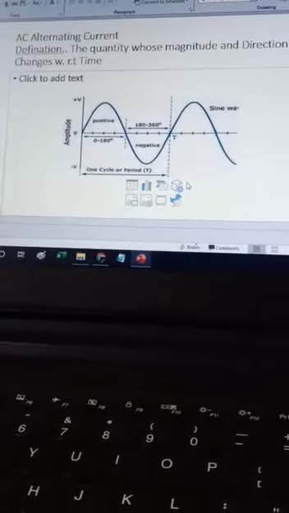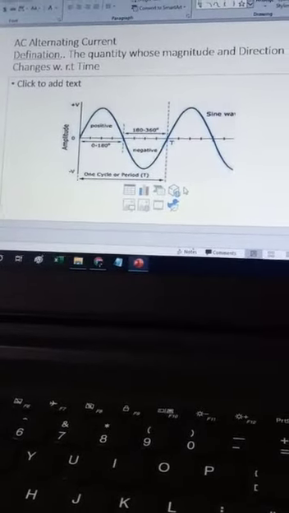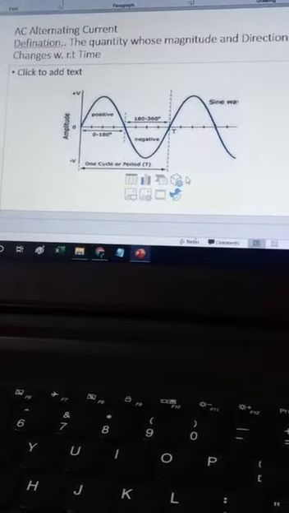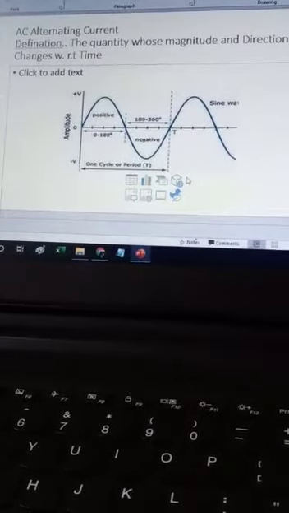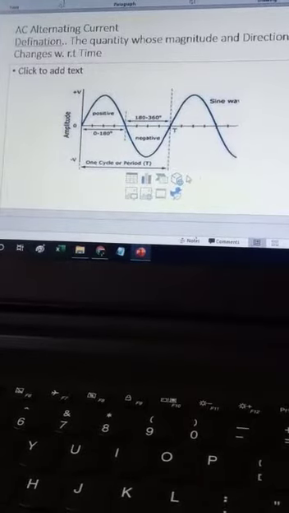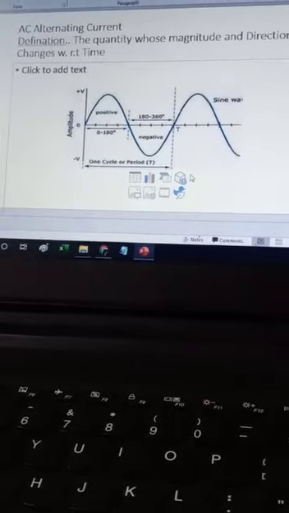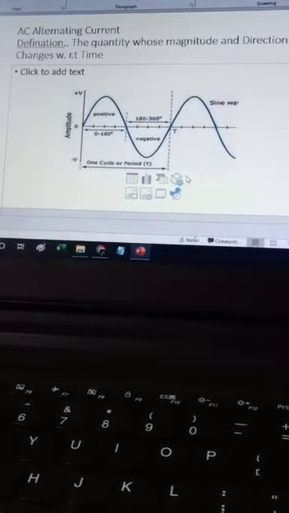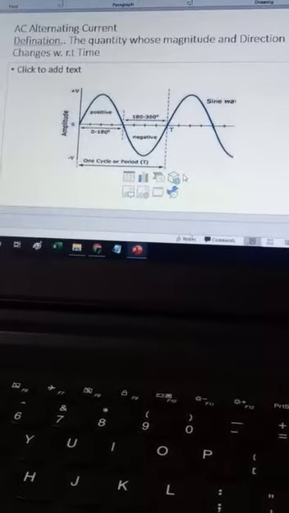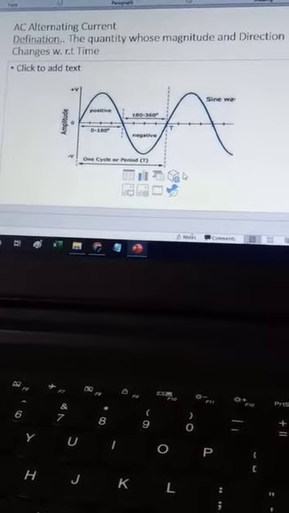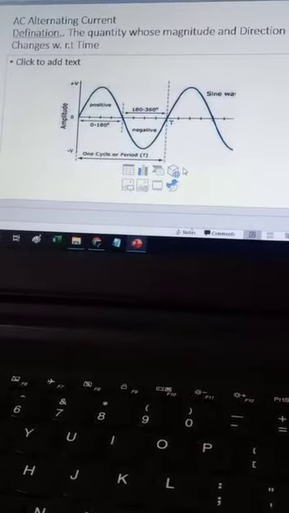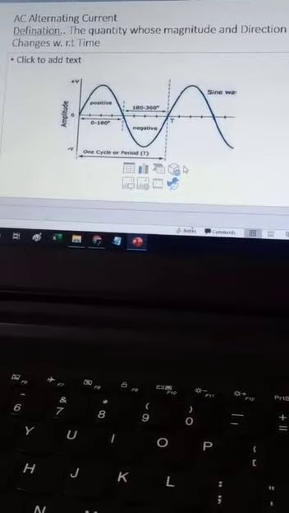Now we are going to discuss the AC quantity and DC quantity. First of all, the AC quantity. AC quantity is known as alternating current. The definition of an AC quantity is a quantity whose magnitude and direction change with respect to time. That quantity is known as an AC quantity. The diagram shows the waveform of the AC quantity.